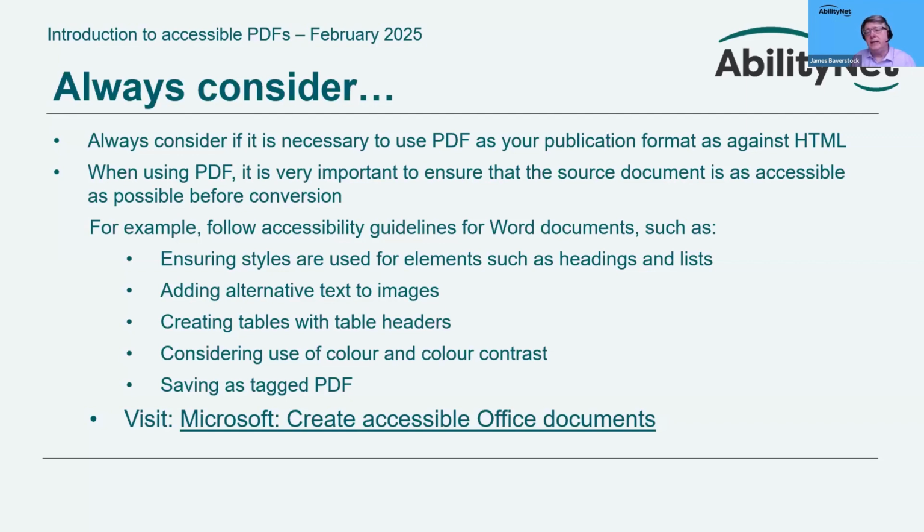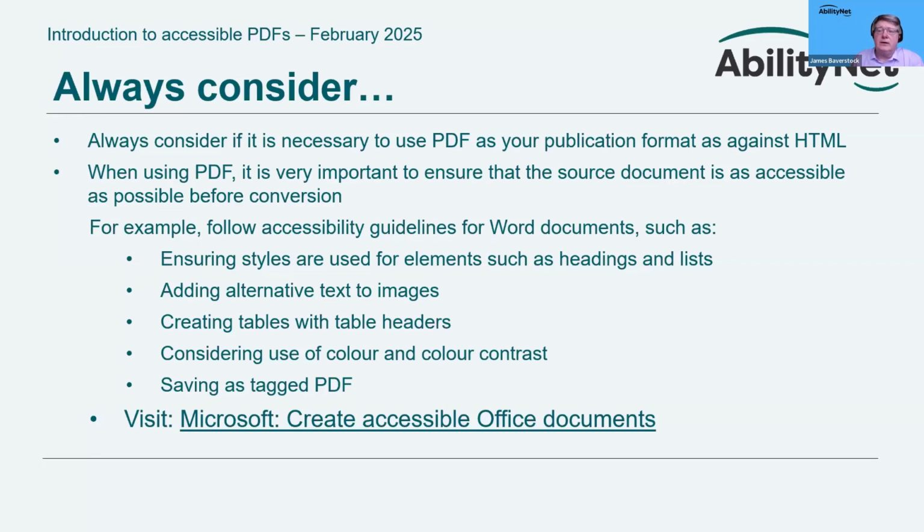This is also advantageous because it means that if you then have edits to the file later on, it's much easier to make them and save to PDF without needing to do lots of accessibility changes again in the finalized PDF document. So for example, if you're creating Word documents, you want to think about accessibility guidelines for Word, like making sure you're using styles for elements such as headings and lists, adding alternative text for your informative images, creating tables in Word with table headers, and considering use of color and color contrast, and then saving as a tagged PDF. And we'll talk more about tags and the necessity of them as we go through today.